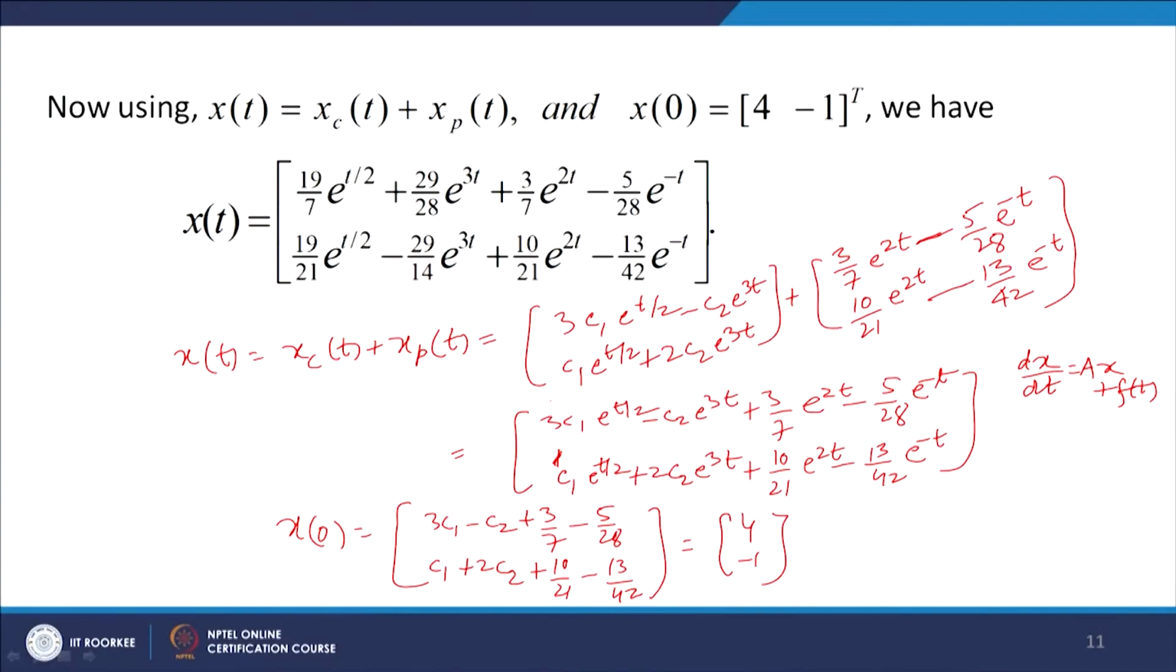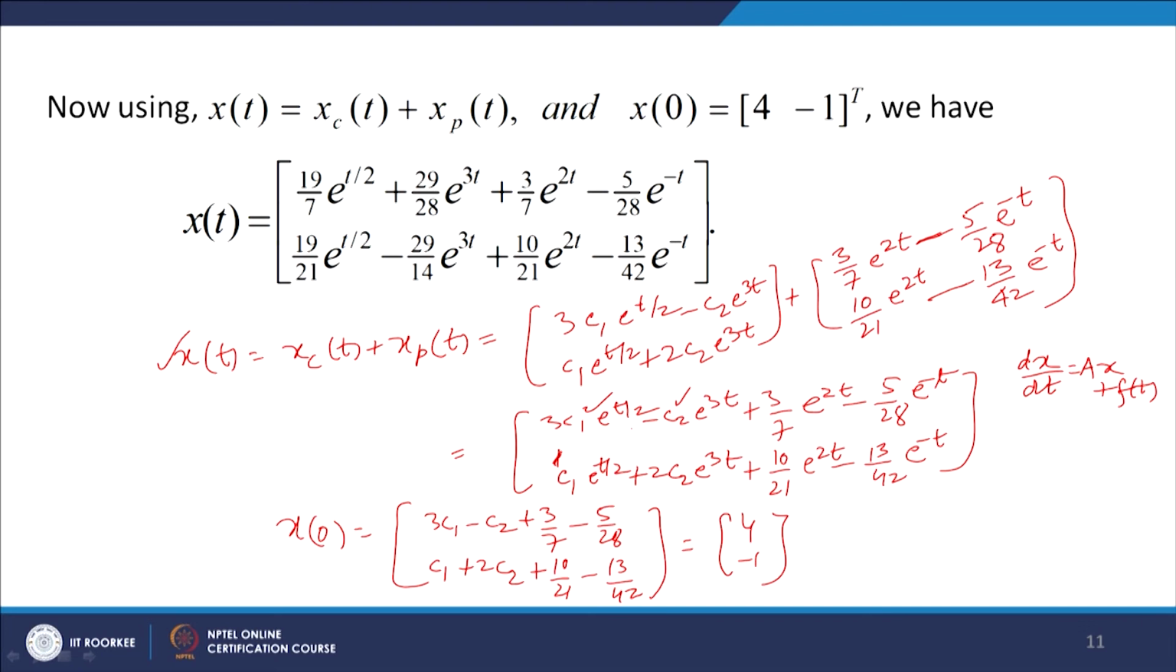We can determine the values of c1 and c2 here, and then put them in the general solution. When you put the values of c1 and c2, you arrive at this solution.